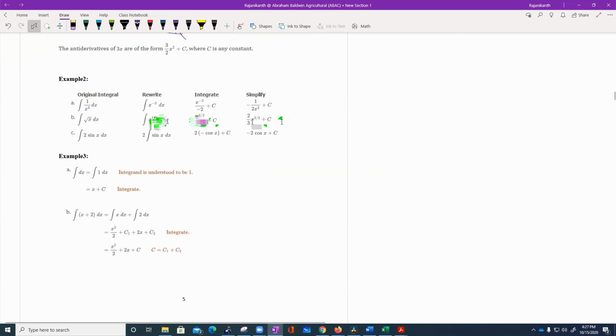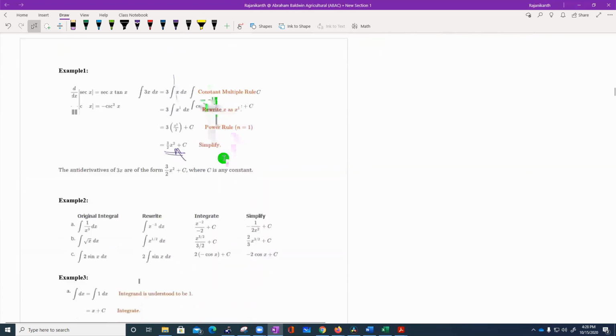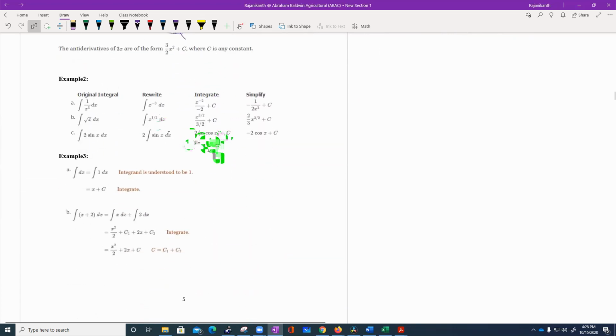So the answer is this. Now here, 2 is a constant multiple, right? Pull it outside of the integration sign. What is the antiderivative of sine? Yes, we know that. It is negative cosine x. Then after finding the integration answer, you always have to put the constant here, the arbitrary constant. Don't forget to put this constant, okay?